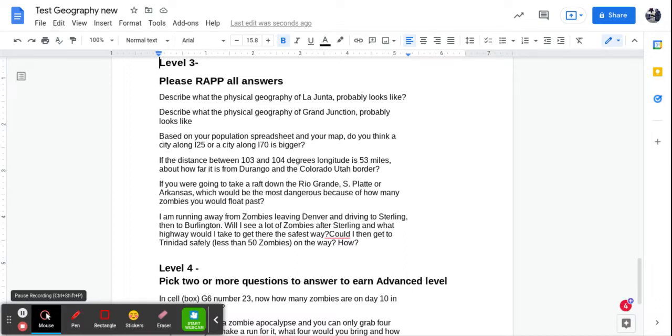Okay, level 3 questions. Please wrap all your answers. Describe what the physical geography of La Junta probably looks like, based on your map. Physical geography: mountains, rivers, plains, forests, sand dunes, Arctic, tundra, croplands, a swamp.